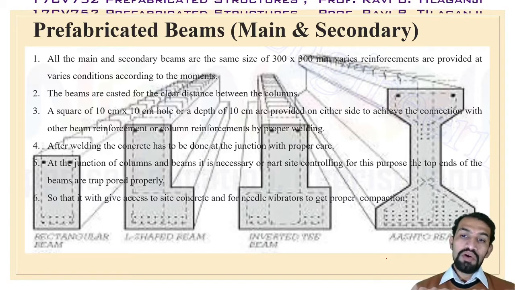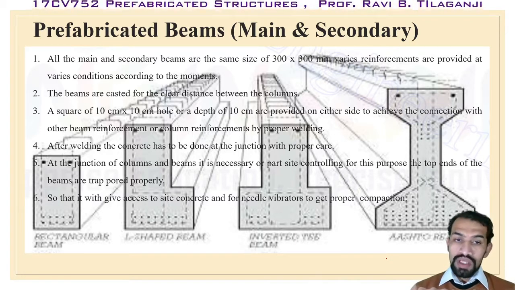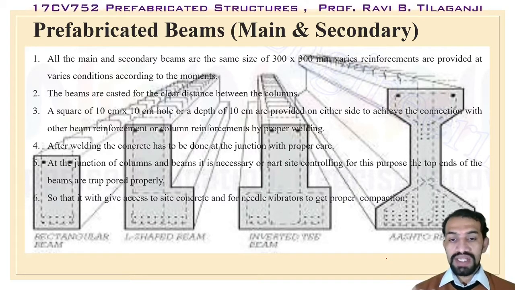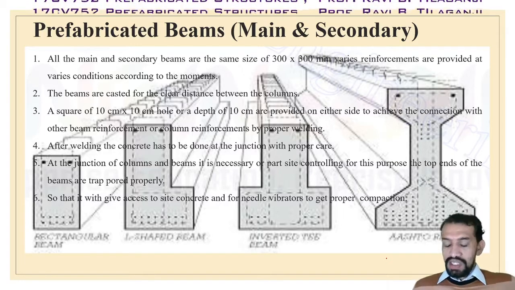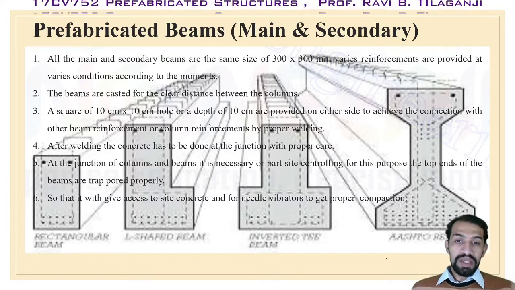So these are some of the beams which will be utilized as the prefabricated beams, such as main and secondary beams.